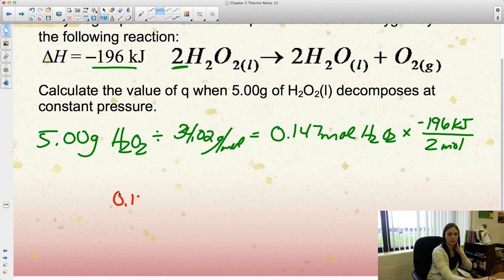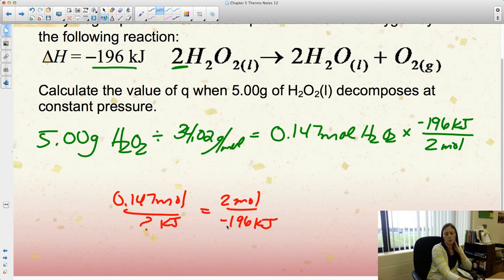You can say 0.147 moles is going to be how many kilojoules? Well, for 2 moles, I have negative 196. It's the exact same thing. You're just going to end up multiplying and dividing by 2. Whichever way you like, a ratio or kind of figuring out the math without a ratio. We're going to have negative 14.4 kilojoules.